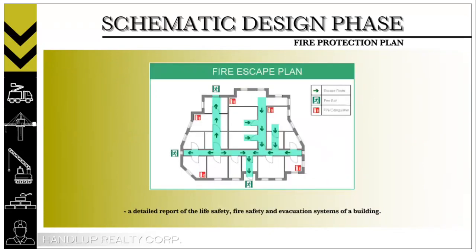Fire protection plan. A detailed report of the life safety, fire safety, and evacuation system of a building. Fire protection plan consists of emergency evacuation plan, designated emergency response team, identification of a fire hazard, a fire prevention plan, regular training and drills, and preventative maintenance in order to limit the potential casualties.